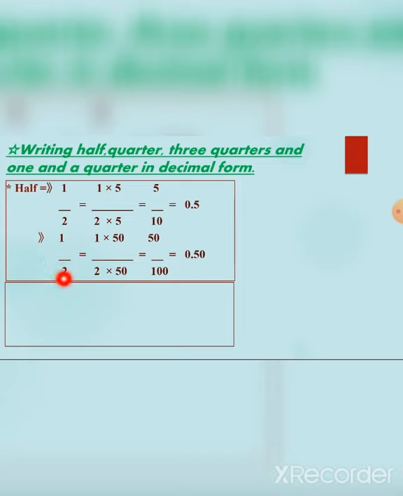1 upon 2 is equal to 1 multiplied by 50 upon 2 multiplied by 50 is equal to 50 upon 100 is equal to 0.50. Now leave one line and write a quarter.